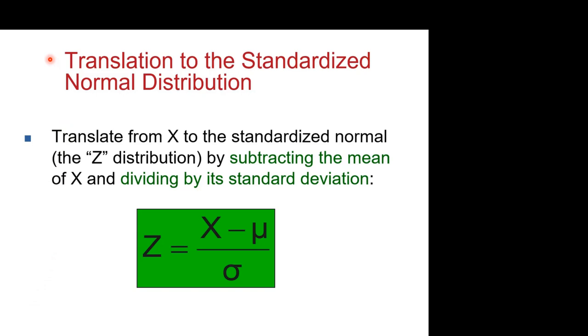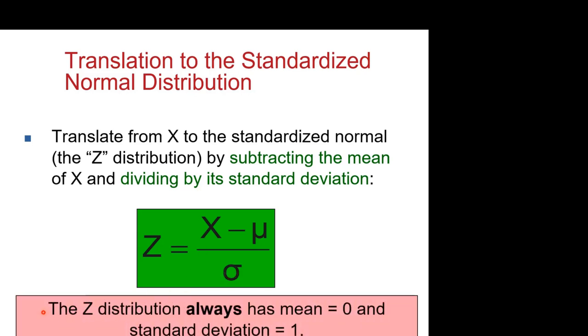So to transform or convert to the standard normal distribution, there's a formula that you can use. You can transform x into z by using this formula. To be able to do that, you must have the value of the mean and standard deviation for the x distribution. The formula is simply z equals x minus mu, divided by the standard deviation.